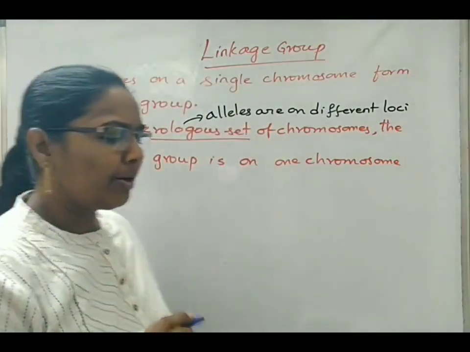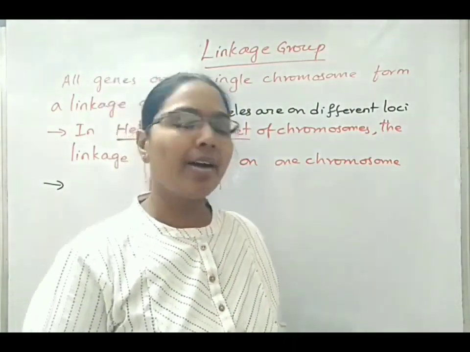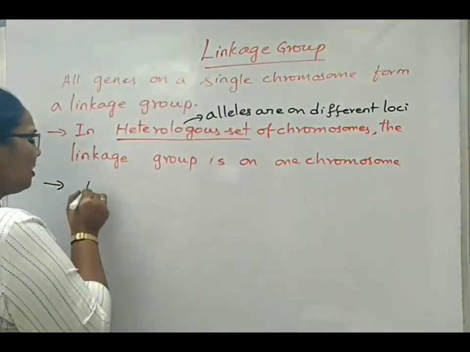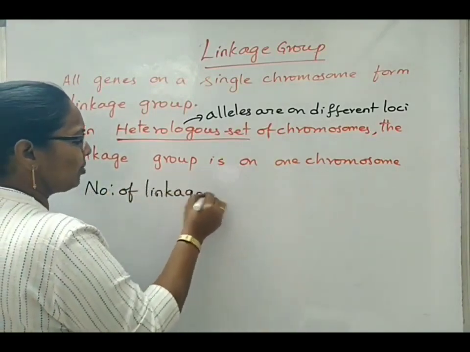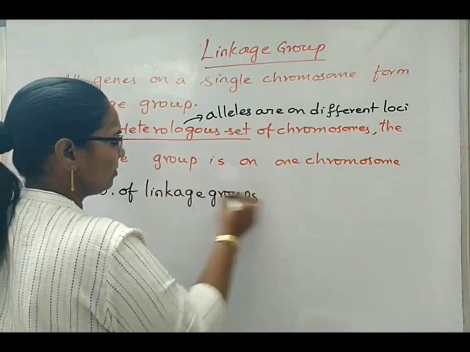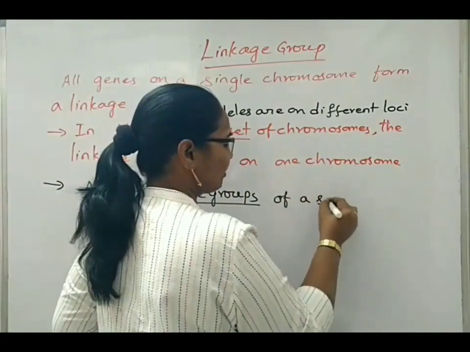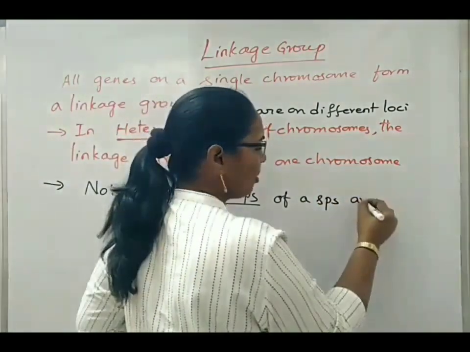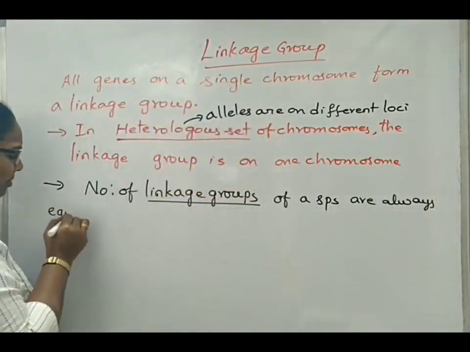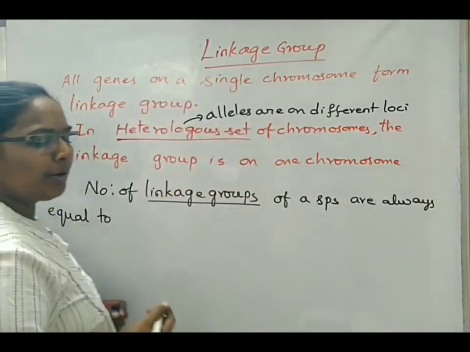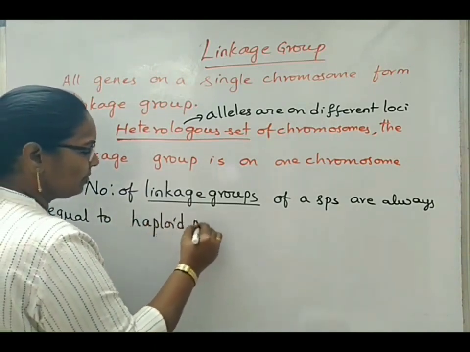In that, if the number of linkage groups based on the ploidy of the organism is asked, we should consider that the number of linkage groups of a species is always equal to the haploid set of chromosomes, or the haploid number of chromosomes.